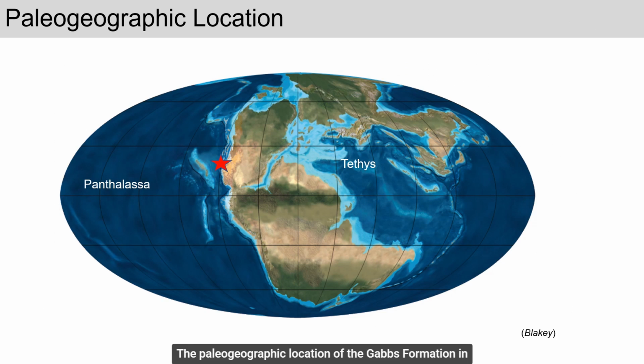The paleogeographic location of the Gabbs Formation in the late Triassic is in the eastern Panthalassa Ocean. The Gabbs Formation accumulated on the continental side of a back-arc basin. Most of the basin setting context comes from the underlying and much more widespread Luning Formation.